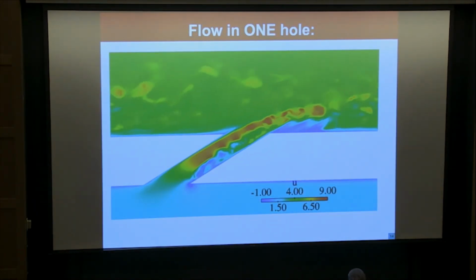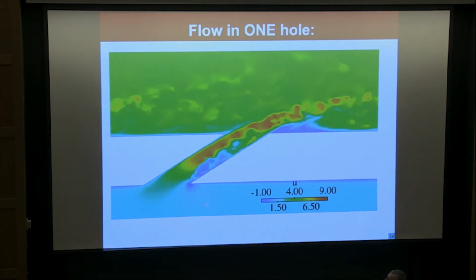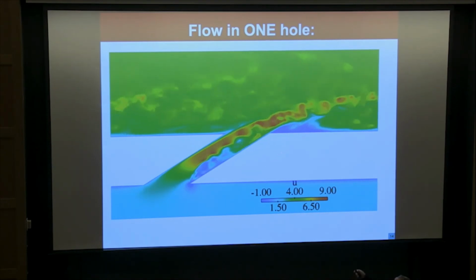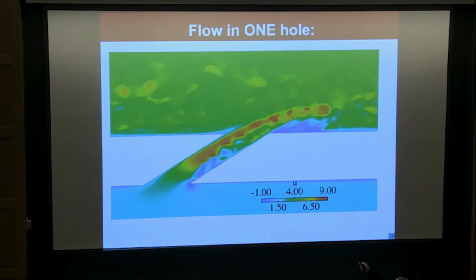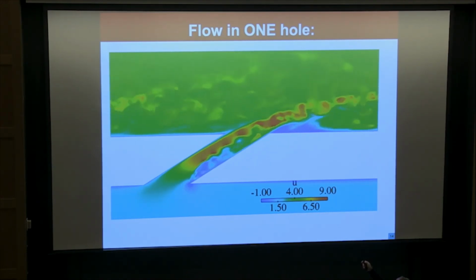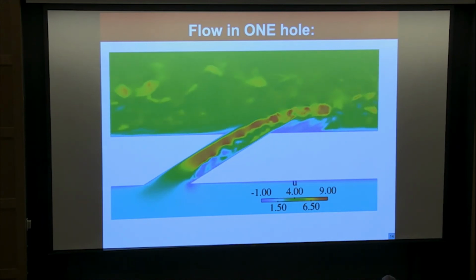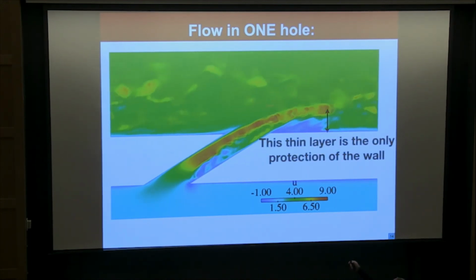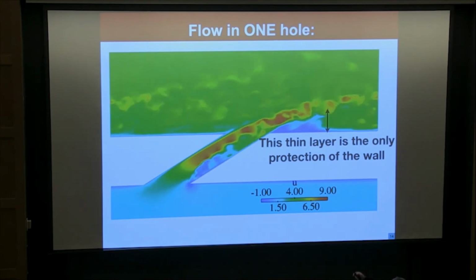So this is a simulation of the flow in a hole. This hole is 0.5 millimeter, okay? It's very small. And you see here the film which is created, and this film is the only thing between you and the ground. If you lose that, the hot gases which are here will touch the wall, and the wall will die.